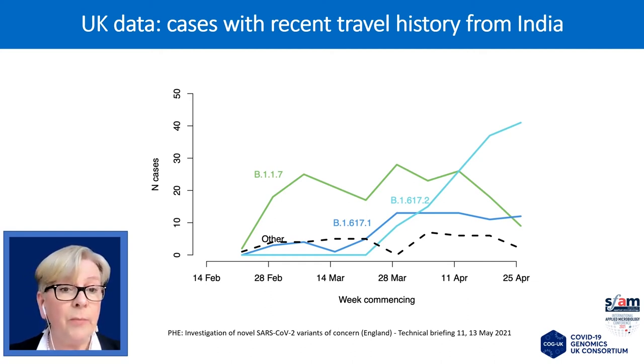You'll see that the 0.1 variant of 617 is really relatively static, but what you'll see in the light blue is that the 0.2 variant of 617 is actually rising considerably over time. So this recent travel history from India is consistent with the GISAID data that we've seen. I've not shown the third sublineage of 617 because it's actually rather uncommon and does not appear to be spreading in particular.